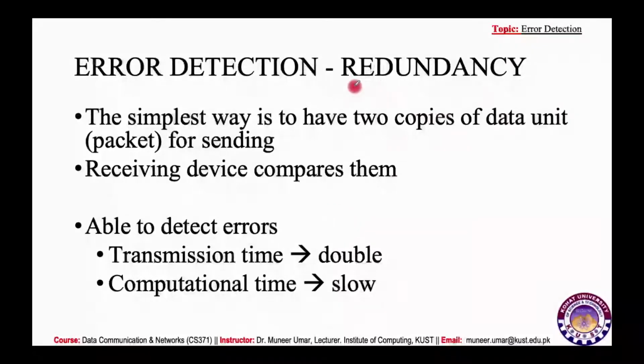Error detection with redundancy. The simplest way is to have two copies of the data unit. For sending, we send both copies. At the receiving side, both copies are compared. If both are equal, it means that there is no error. This is the simplest way. But if we implement this, what will happen? It will double the transmission time, and the computational time will also be slower.